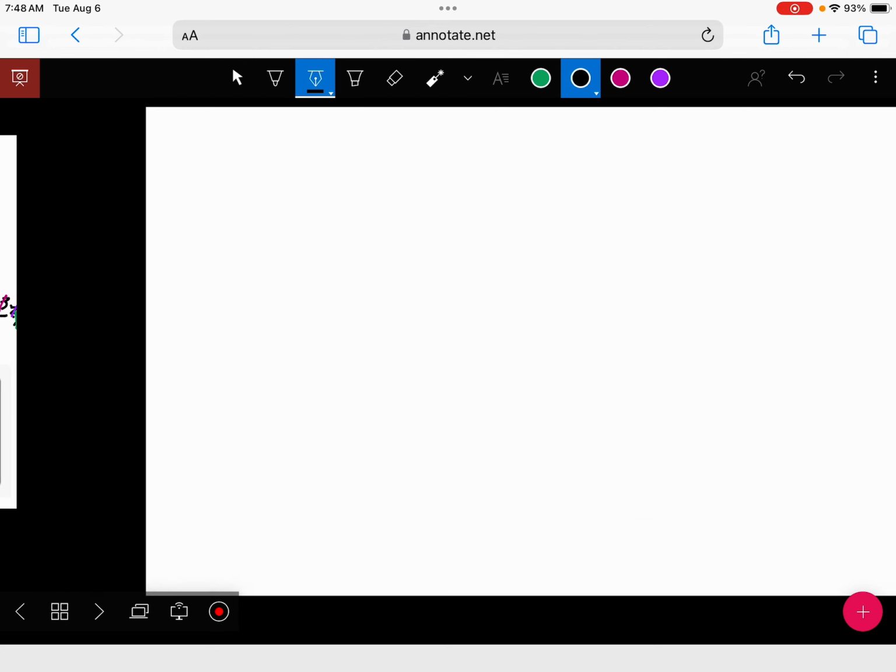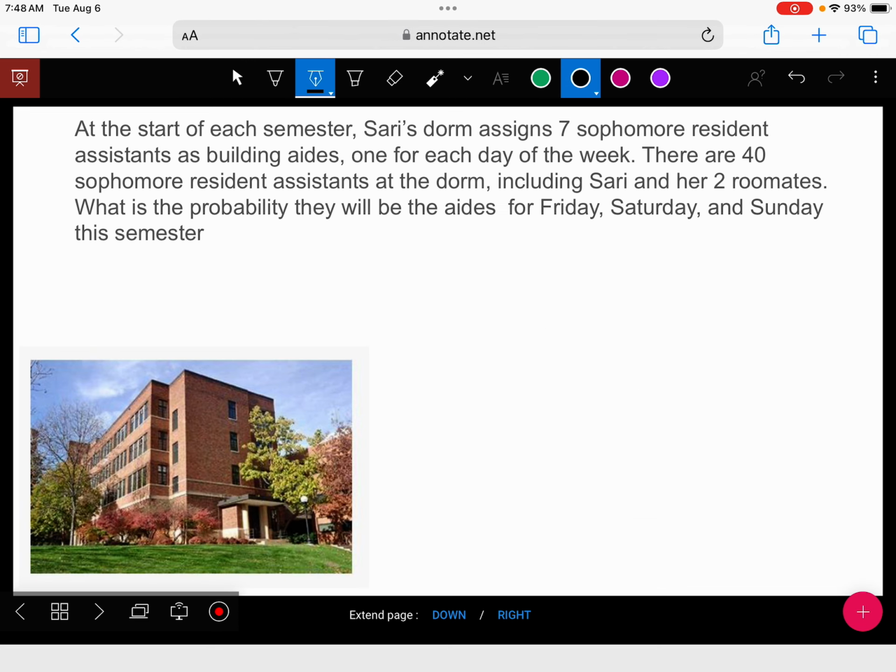All right, let's do another one like this. So at the start of each semester, Sari's dorm picks 7 sophomore residents as building aides, 1 for each day of the week. There's 40 sophomore assistants in the dorm. Sari has 2 roommates, and she wants to know how many options there are for the Friday, Saturday, Sunday. Again, we're not doing these as probabilities because that's doing too much. So we want to know how many options there are for Friday, Saturday, Sunday.